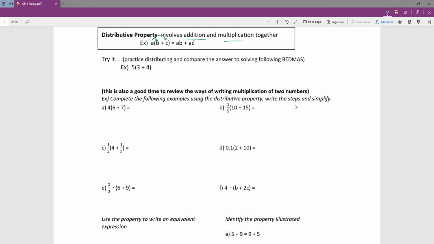So let's practice distributing and then compare the answer if we were to follow order of operations or BEDMAS. So let's start with BEDMAS first, because that's something that we're more familiar with. So in order of operations, it would say do what's in the brackets first. So that would be 5 times 7 or 35, right? That's order of operations. Now, if we practice applying this pattern, if we practice a distributive property, I'm going to just rewrite it.